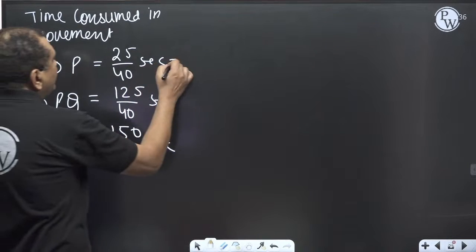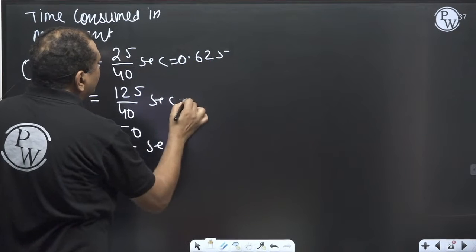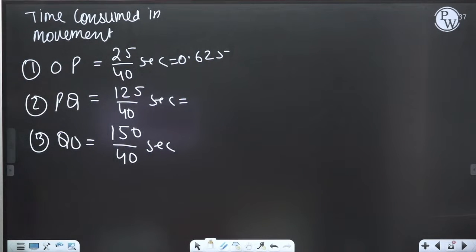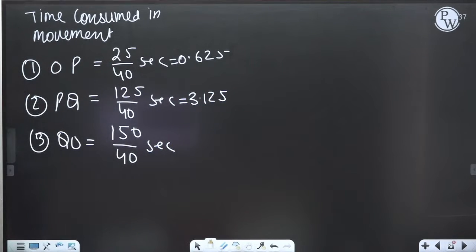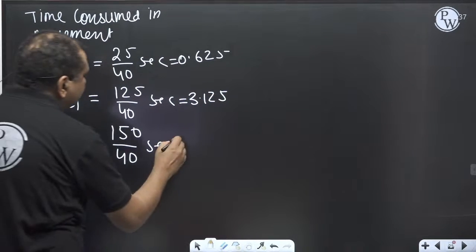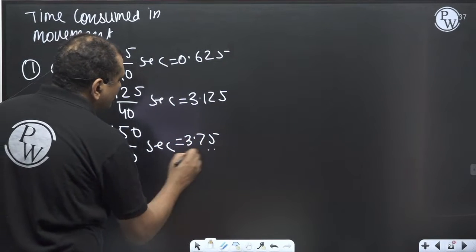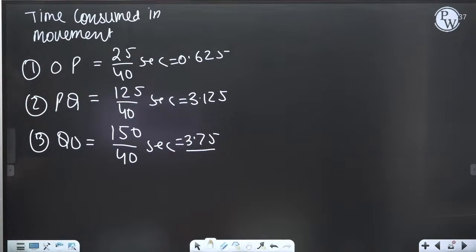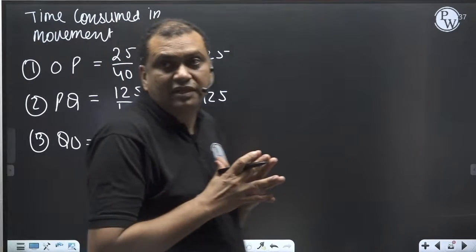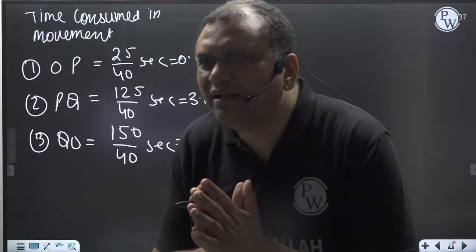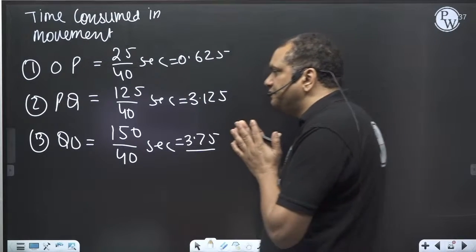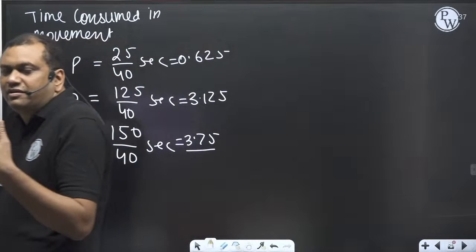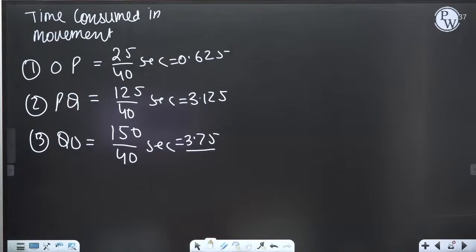This comes out to be 0.625. This comes out to be 3.125. And this comes out to be 3.75. This is clear, na? This is clear. Very good, very good. Just for 30 seconds, I will stop so that you can do your respective calculations.